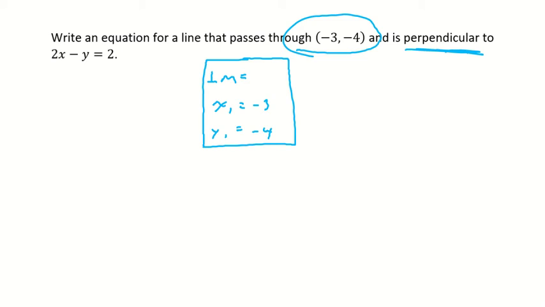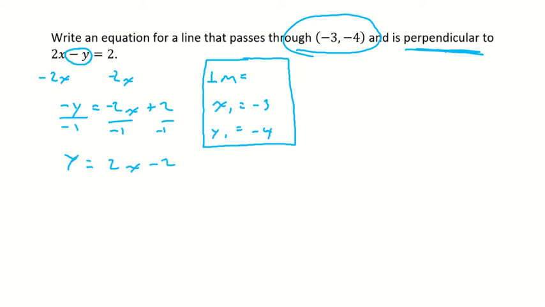Now, to find the perpendicular slope, I first have to find the slope of the given line. So we're going to isolate the variable term that includes the y that we're solving for as we convert this standard form equation into slope-intercept form. -y equals -2x plus 2, divide by -1 to get y completely by itself now. And that's going to be y equals 2x minus 2. Now that this is in slope-intercept form, I can find the slope, m, which is the coefficient of the x term. So the slope is 2.